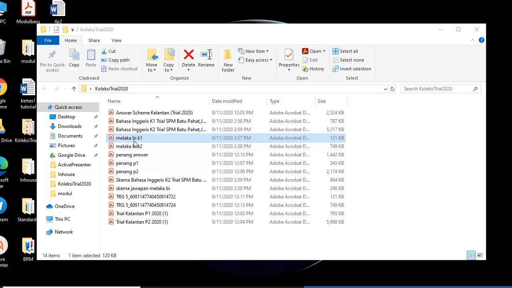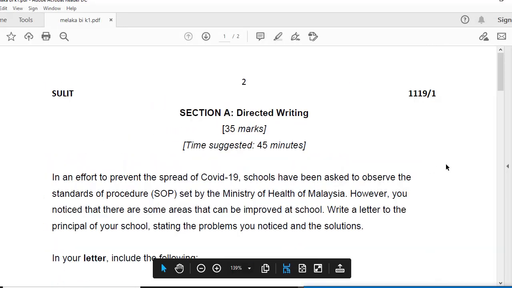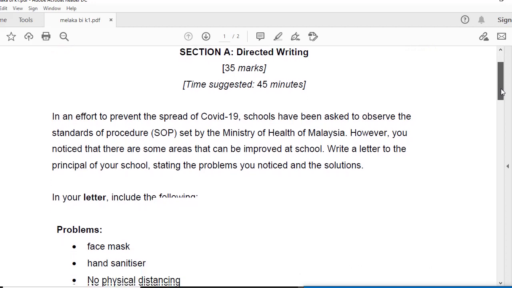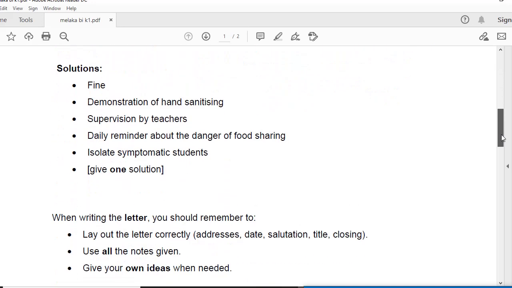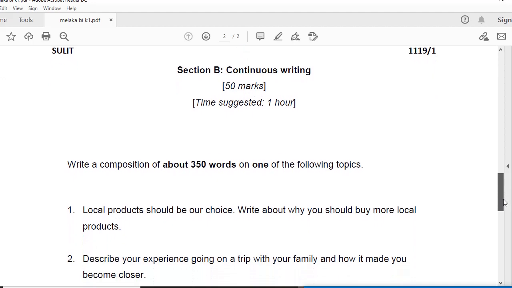Okay, so I'm going to use the Malacca SPM 2020 trial paper. I have already discussed section A with you in my previous tutorial. Today we are going to do section B, continuous writing.